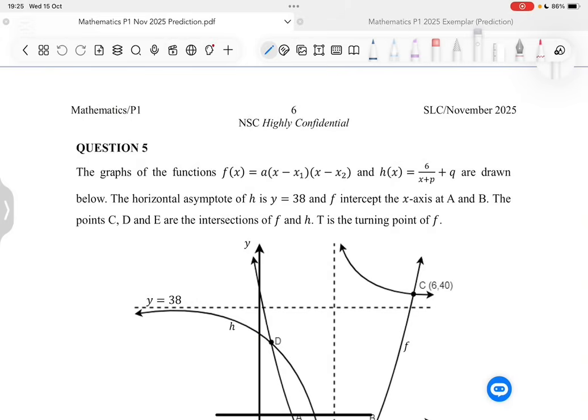Question 5 reads as follows. The graphs of the functions f of x is equal to a times x minus x1 times x minus x2, and h of x is equal to 6 over x plus p plus q, are drawn below. What we are given here is a function of a parabola, and we are given an intercept form.